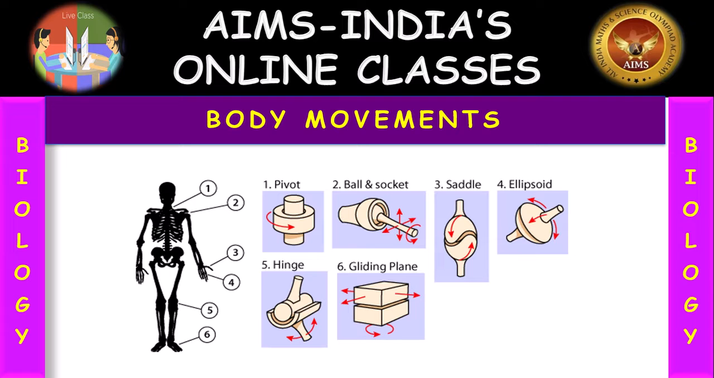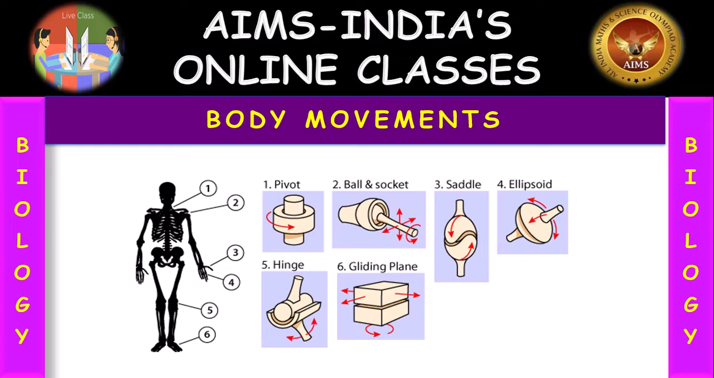What is a joint, children? A joint is a point where two or more bones meet, isn't it? Joints allow different degrees of movement. So joints are classified based upon their structure and the kinds of movements which they permit.